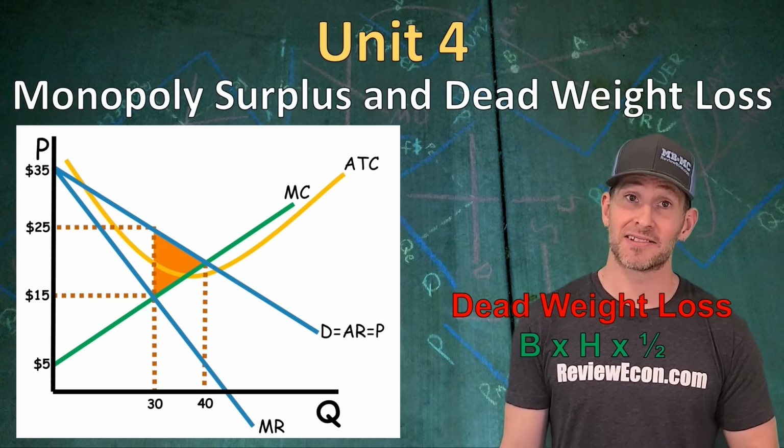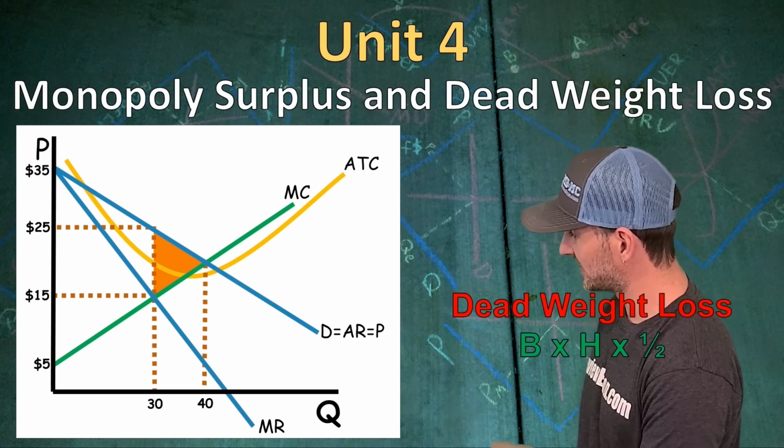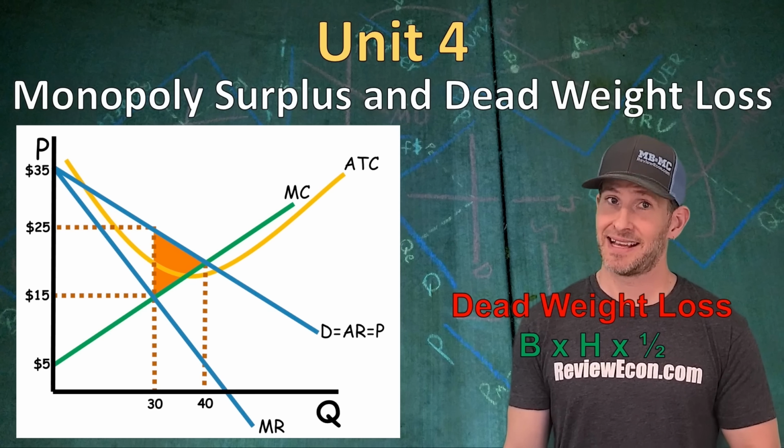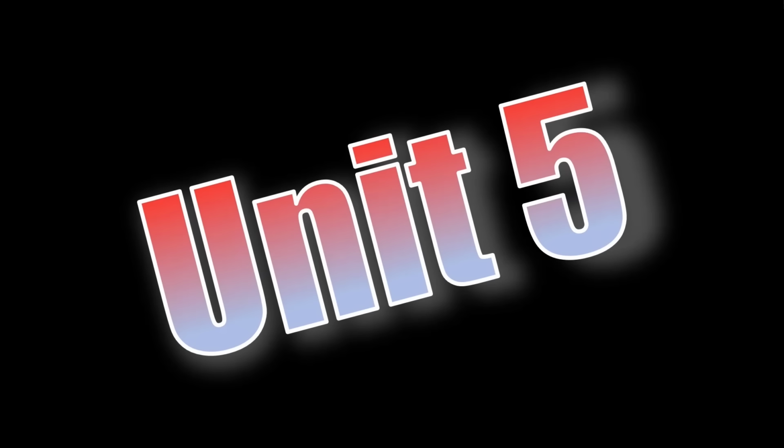The deadweight loss is a triangle that points to the allocatively efficient quantity of 40 units. Calculate the area of that triangle, base times height divided by 2, and that will give you the deadweight loss as a result of this monopoly underproducing. 10 times 10 times a half gives you $50 worth of deadweight loss.